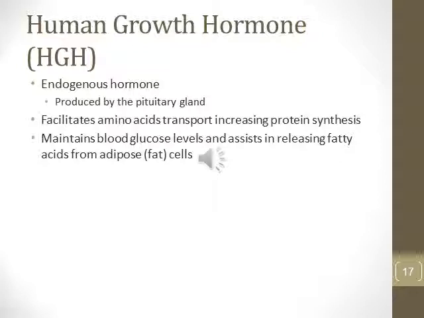So another thing taken by individuals for performance-enhancing purposes and for muscle-building purposes is human growth hormone. So human growth hormone is an endogenous hormone. It's produced by the pituitary gland. Its functions are to facilitate amino acid transport, which increases protein synthesis, and it also helps to maintain blood glucose levels and assists in releasing fatty acids from the fat cells in the body to be utilized as energy. So people will take extraneous human growth hormone to help facilitate some of these functions.